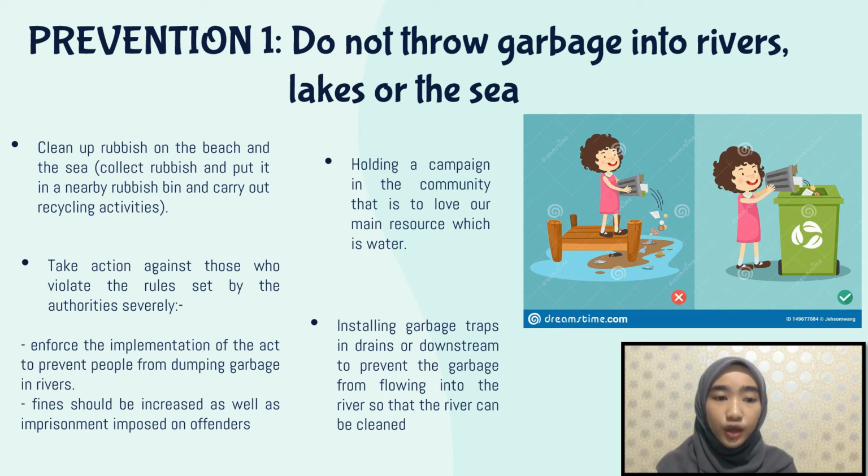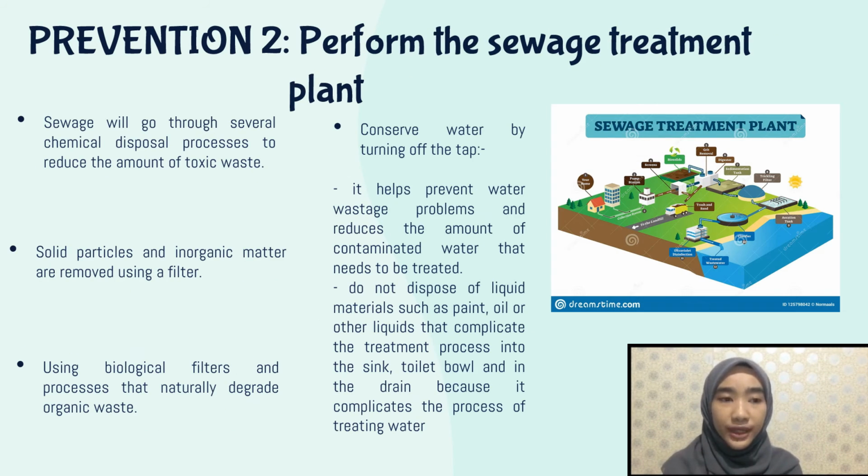Hold a campaign in the community to love our main resource, which is water. Install garbage traps in drains or downstream to prevent the garbage from flowing into the river so that the rivers can be cleaned. In sewage treatment plants, sewage will go through several chemical disposal processes to reduce the amount of toxic waste. Solid particles and inorganic matter are removed using a filter, using biological filters and processes that naturally degrade organic waste.